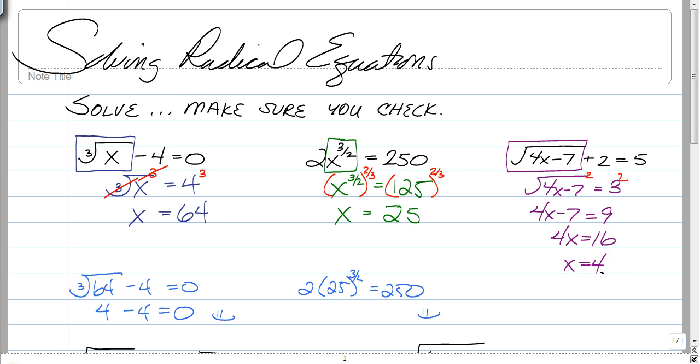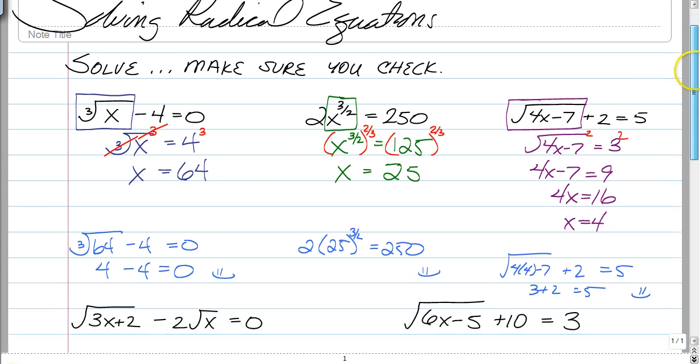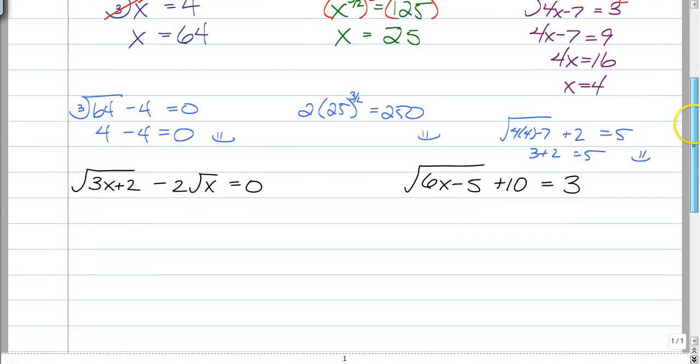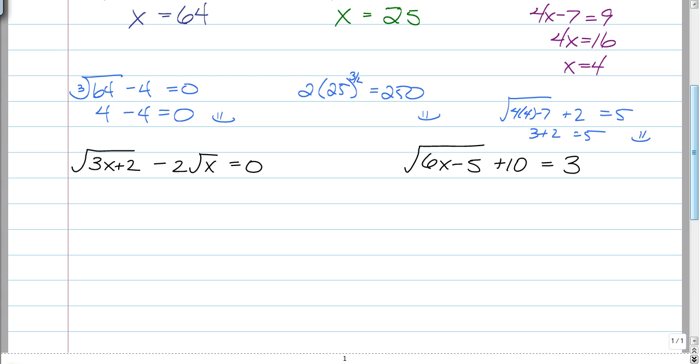And then, of course, make sure you go back and check. So the square root of 4 times 4 minus 7, plus 2, is equal to 5. 16 minus 7 is 9. The square root of 9 is 3. And 3 plus 2 is definitely equal to 5. So yes, 4 is a solution. All right, so that's how you solve these radical equations. Just make sure you get the exponent or the radical by itself. Here are 2 more examples.